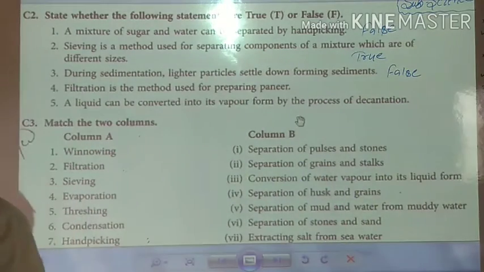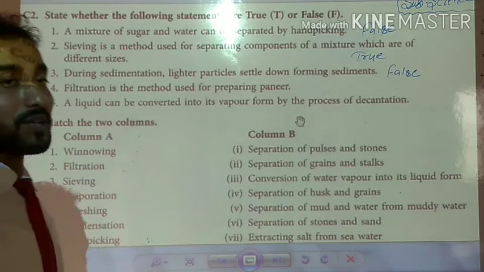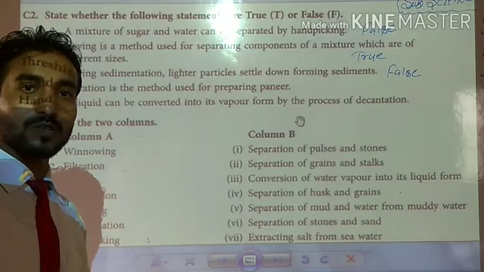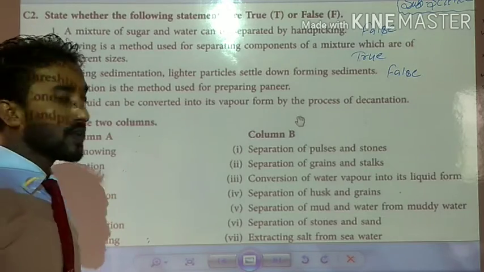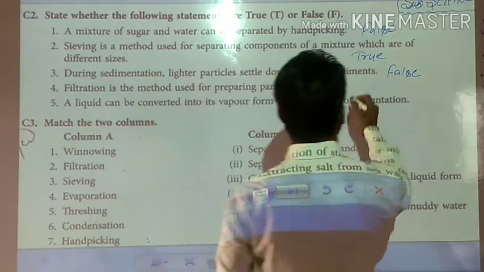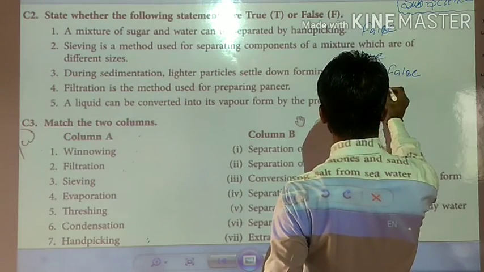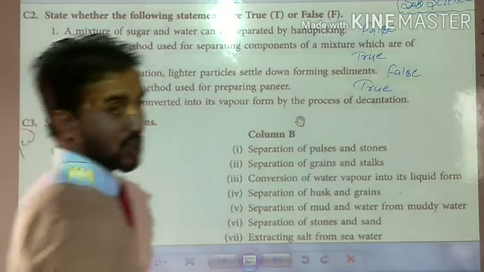See question number 4: filtration is a method used for preparing paneer. Which type of method do we use for the preparation of paneer? Filtration. Very good. Exactly, this answer is true.